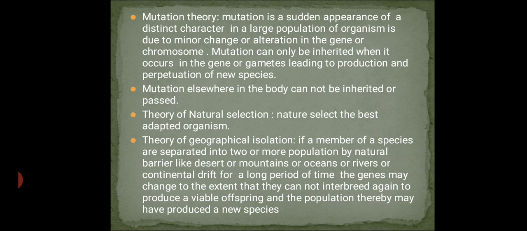The third one is the theory of geographical isolation. If members of a species are separated into two or more groups by natural barriers like desert, mountain, ocean, rivers, or any continental drift for a long period of time, the genes may change to the extent that they cannot interbreed again to produce a viable offspring, and the population thereby may have produced a new species.